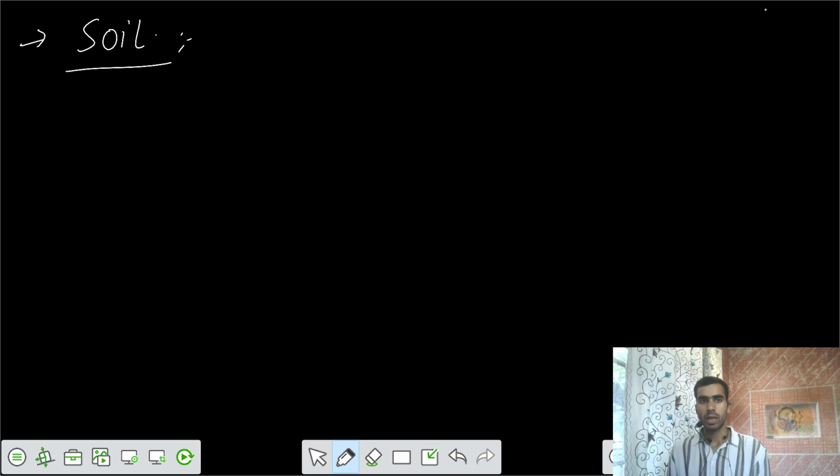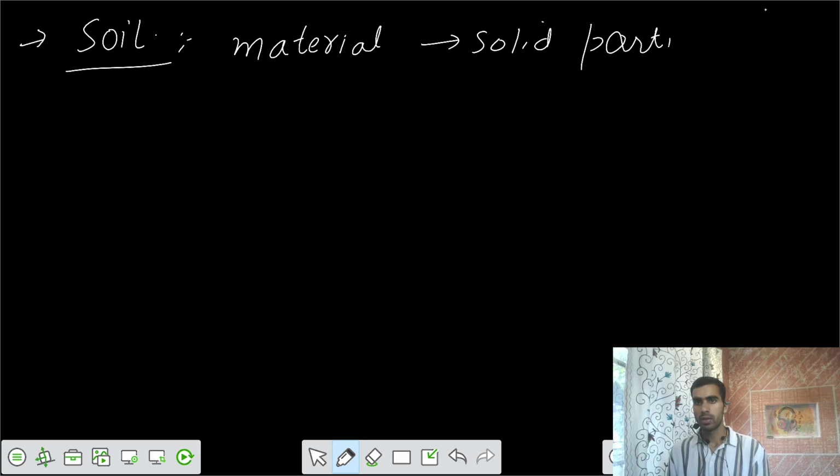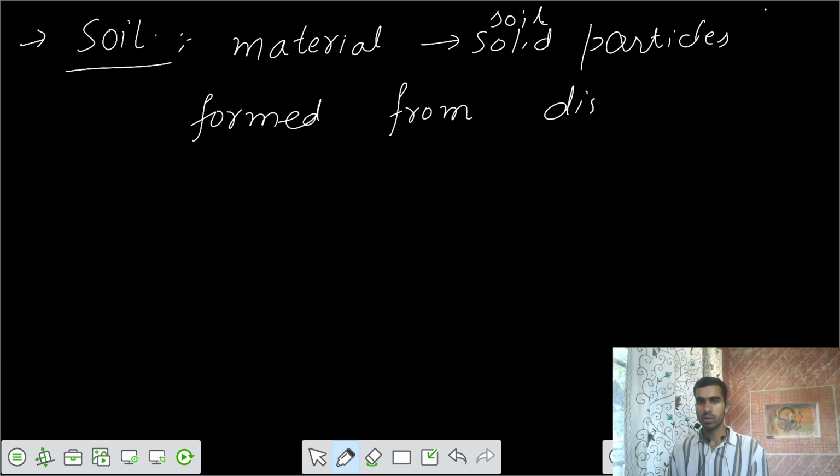So soil, I would say it's a material. Let's say that it's a material, and it's having some solid particles. The solid particles here, we can say those are your soil solid particles. They are formed from disintegration of rocks. And I would say there would be some voids also.